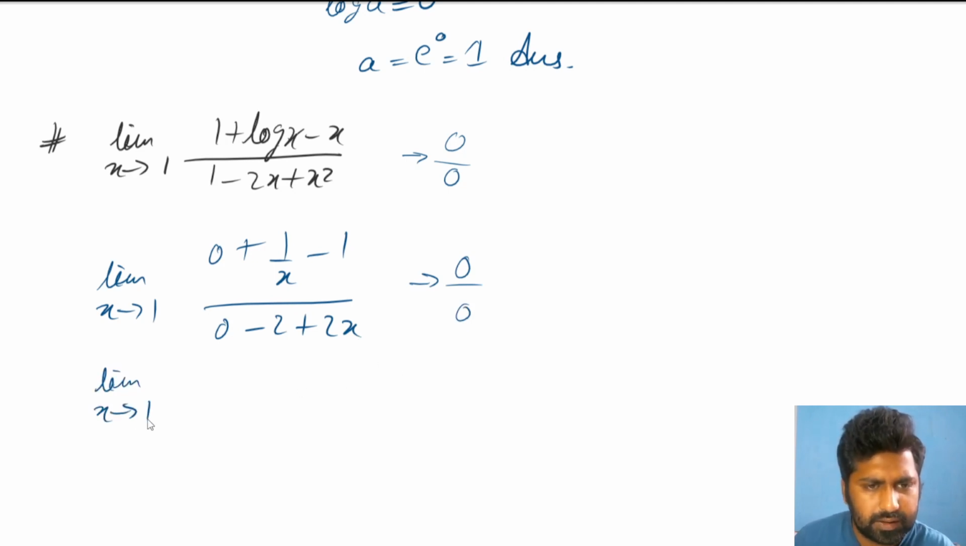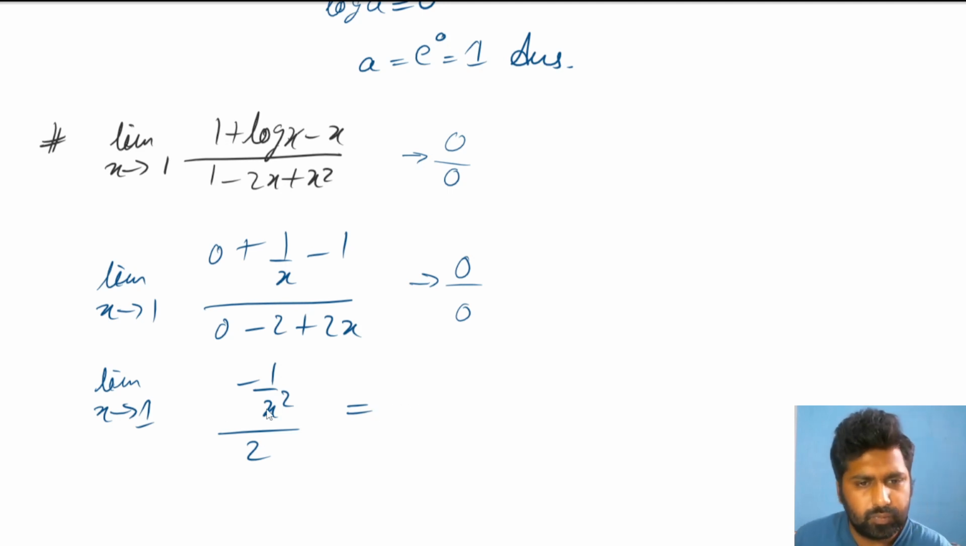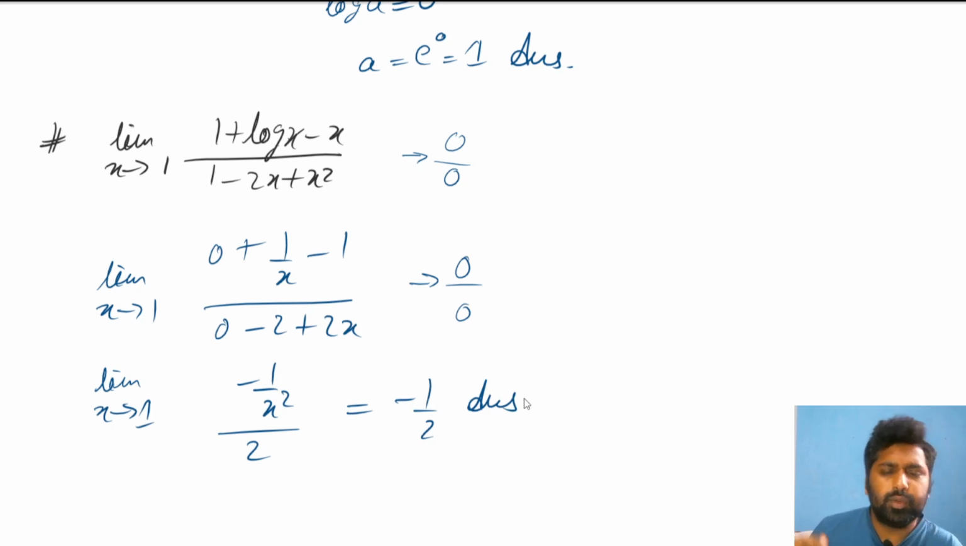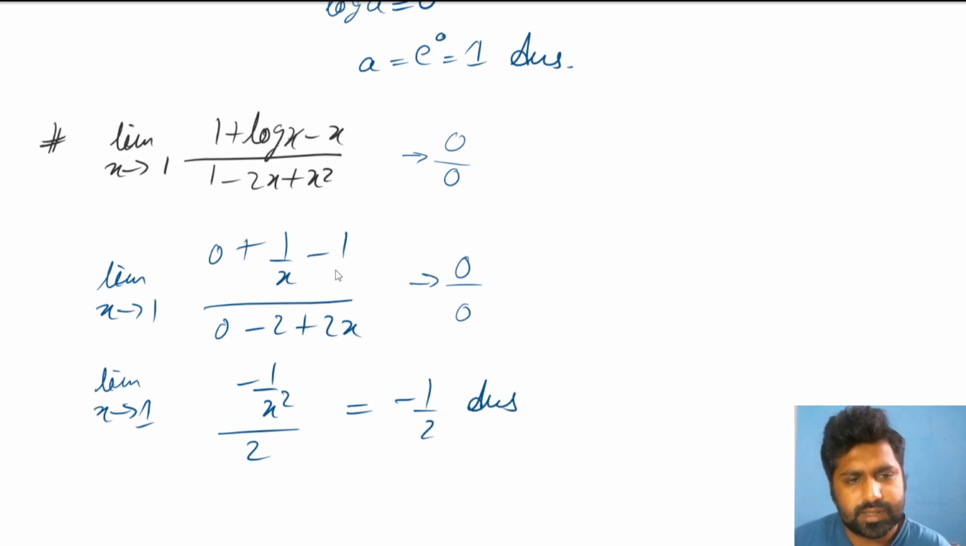So still not applicable. Differentiate again, numerator and denominator. Limit x tends to 1. Minus 1 by x square upon 2, since the differentiation of 2x is 2. Now if we put the limit as 1, this gives us minus 1 upon 2 as the answer. So you have to keep on differentiating until you get the answer. This time we had to differentiate 2 times. One time it was still 0 by 0 because x was tending to 1, so I differentiated again and got the final answer.